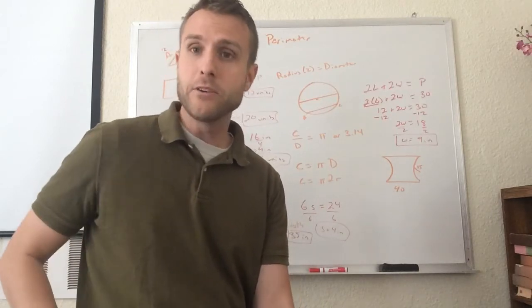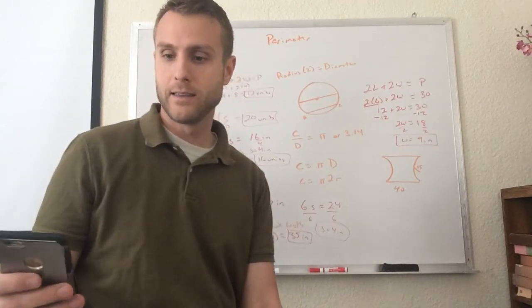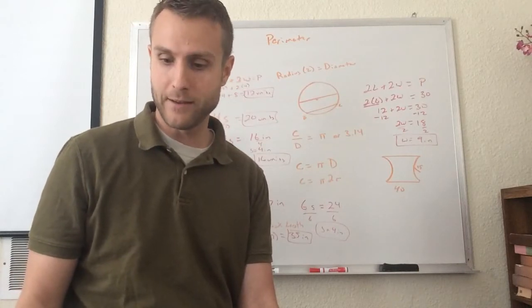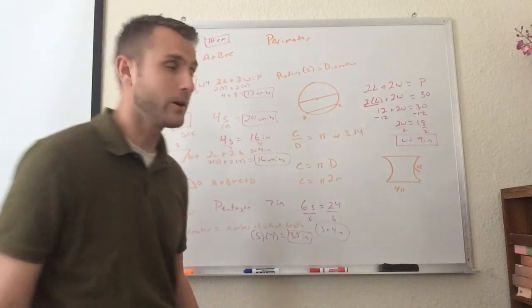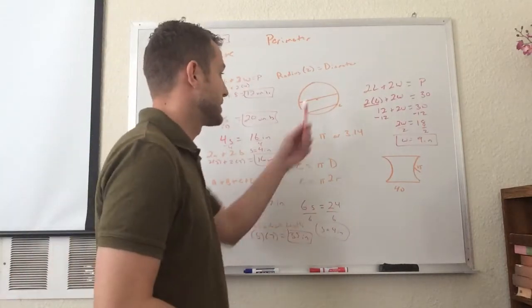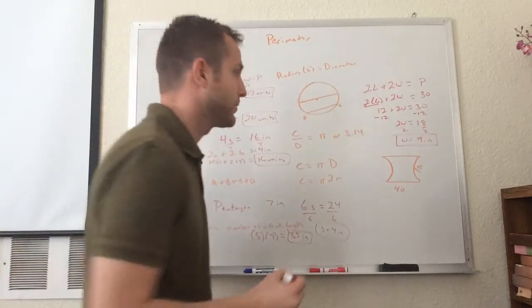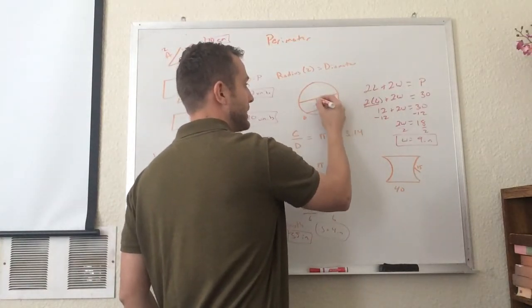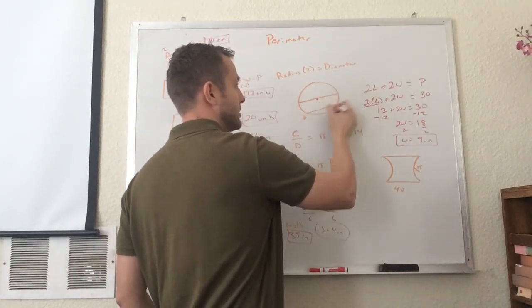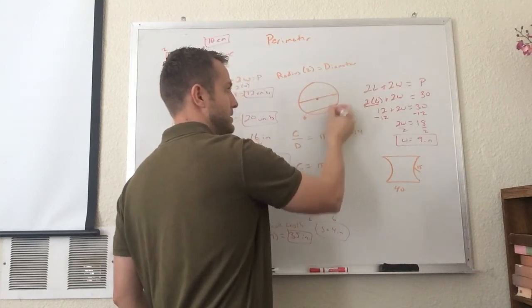Now, how about if you have something that is not a polygon? How about if you have a circle? Well, for a circle, first of all, we need to learn some terms. So a circle, first of all, is when you have one point, and every point that is the same distance from that middle point is the circle.